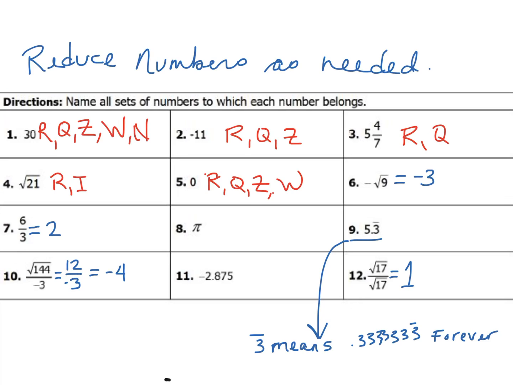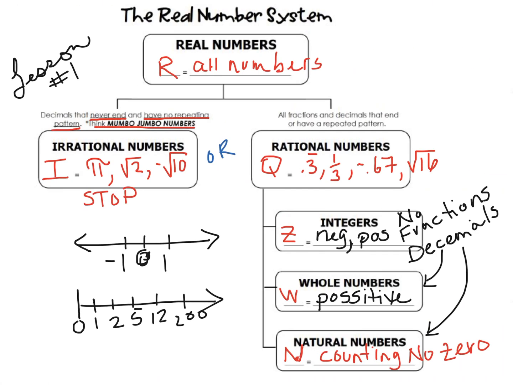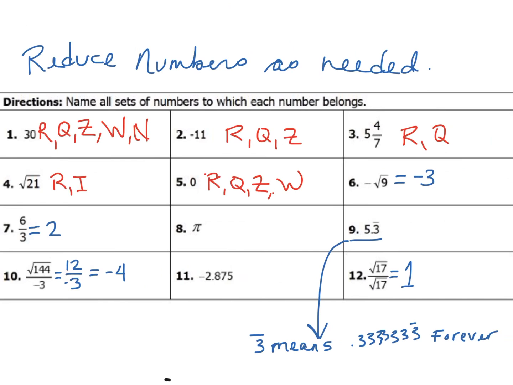The number 30, I'm going to continue referring to this chart here to help me, okay? Every single number that we discuss will always be a real number. So honestly, what you can do right now is go ahead and put an R in every single box, because that is what we are learning about in foundations. Okay, everything is a real number.